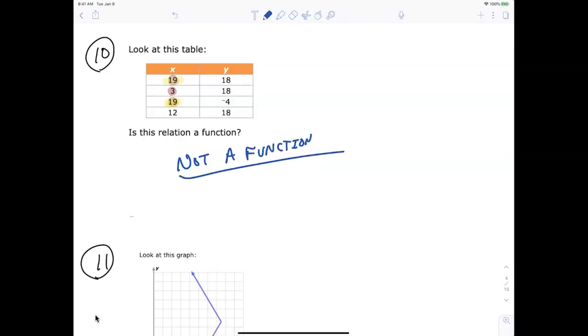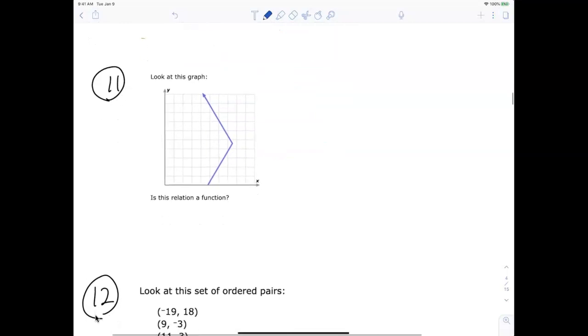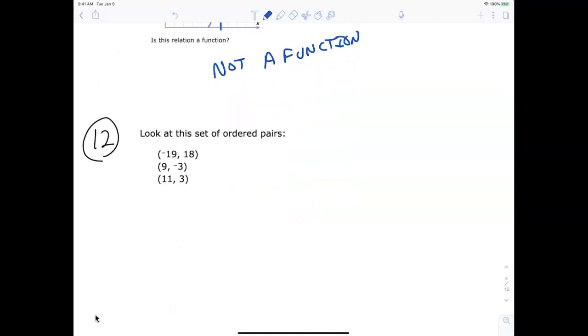Okay, now number 11. Because it's a graph, we can just draw a vertical line. Notice that vertical line right there crosses at 2 spots, so it's not a function. Down here, all you're doing is looking again at the x coordinates, -19, 9, and 11. Because the x coordinates are different, yes, it is a function.